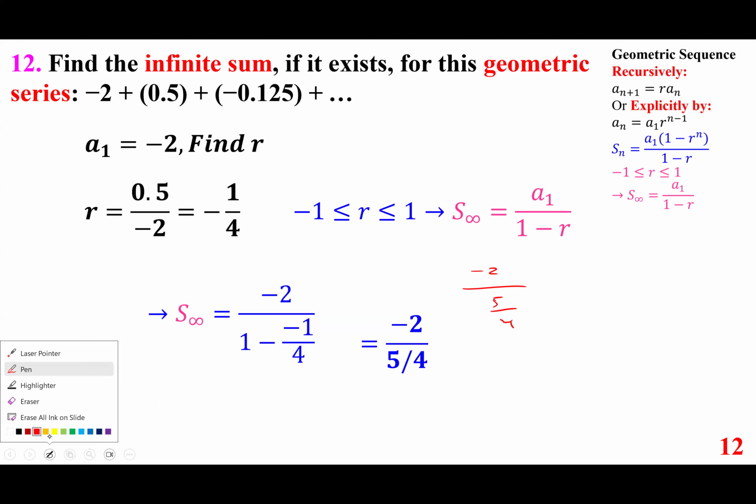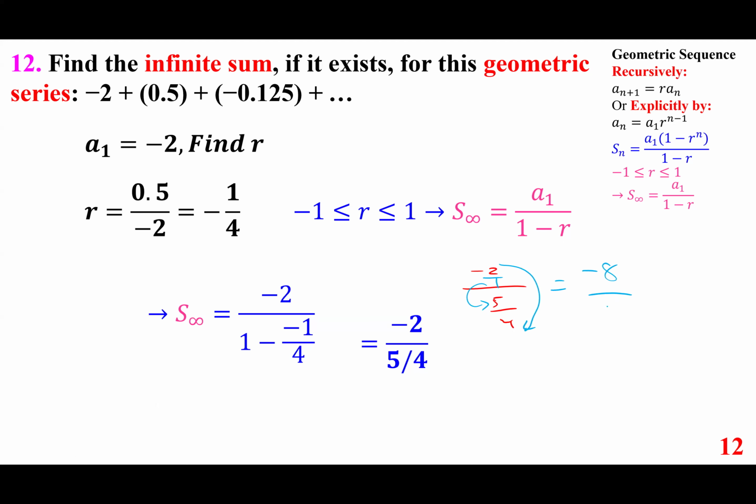You can put the 1 underneath and say this is -8 over 5. And that's the final answer. Okay, very straightforward, everybody.